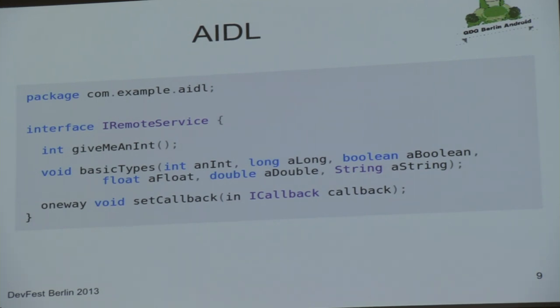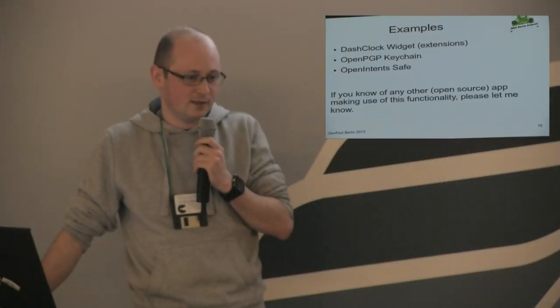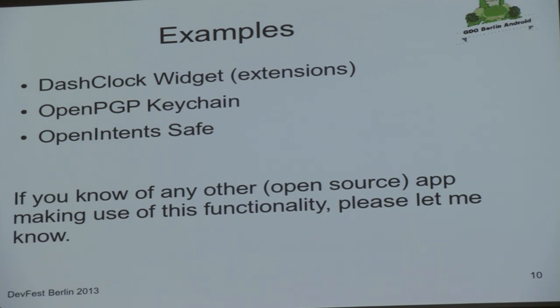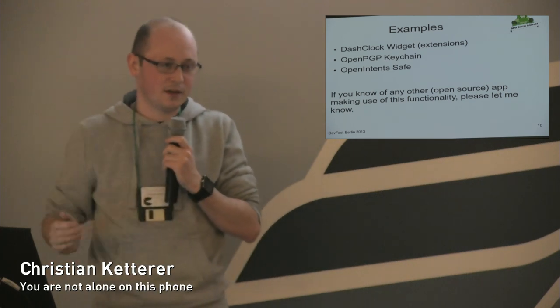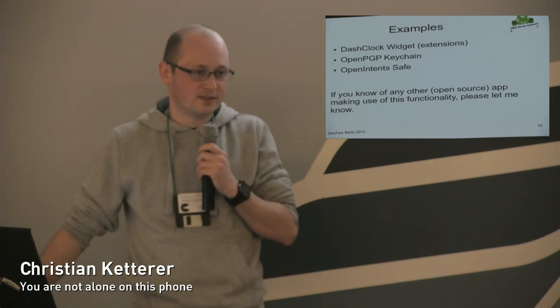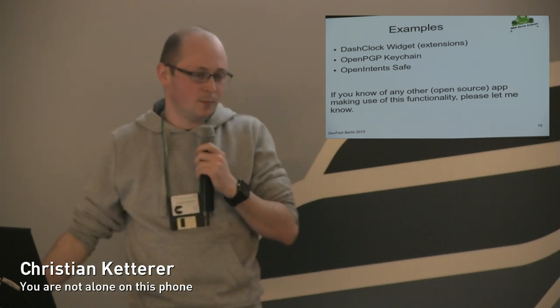Okay, you can really do powerful stuff with this interface. Sadly, there are not many apps I know of that are open source and use this interface. I have listed a few examples here. One of my favorites is the DashClock widget. I don't know if you know it. It's basically a widget that you can place on your lock screen or home screen. That's not terribly interesting. It just displays a clock, so the current time, which is not terribly exciting, but it has an extension mechanism. So you can write extensions and display information below the time.